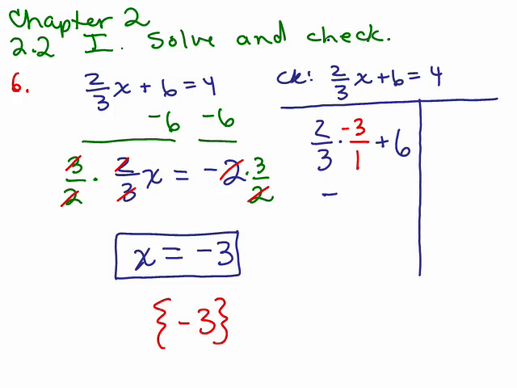And the 3's cancel, so I'm just going to get negative 2 plus 6. If you cancel those 3's. And so negative 2 plus 6 is 4, because you have more positives than negatives. All right, so we've simplified the left-hand side. Now we simplify the right-hand side. It's also 4. So it checks. So our solution of negative 3 is correct.